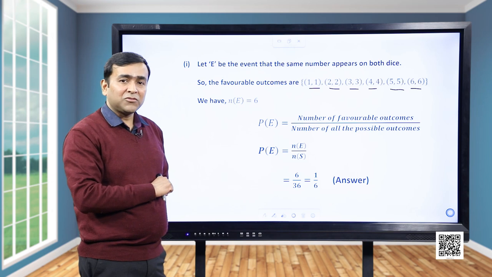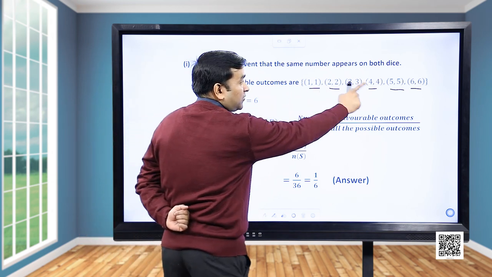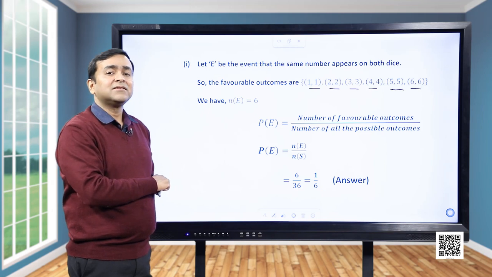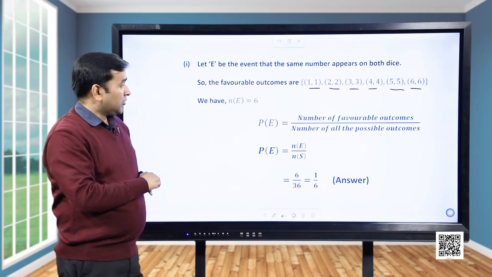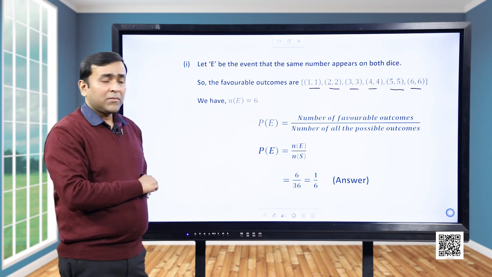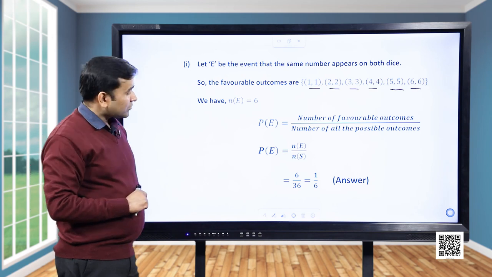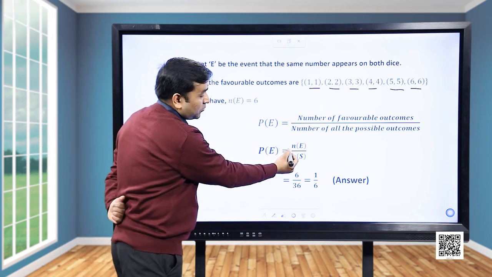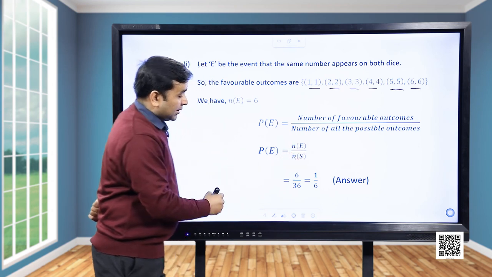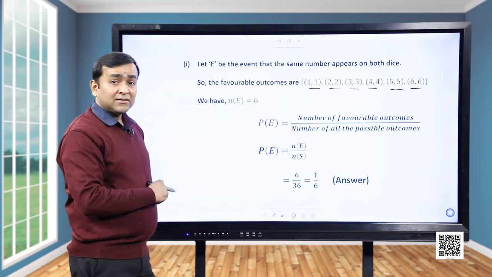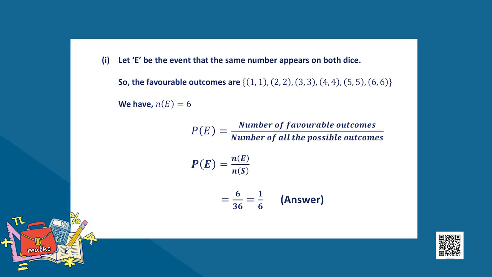How many are the favorable outcomes? If you count these outcomes, we have favorable outcomes as 6 in number. So we apply the same formula, that is the number of favorable outcomes upon the number of all the possible outcomes, which is P(E) equal to N(E) upon N(S), and the favorable outcomes are 6 and the total possible outcomes are 36. So this probability is 6 by 36, which is equivalent to 1 by 6, and this is our answer. Isn't that easy? Let's solve the second part.